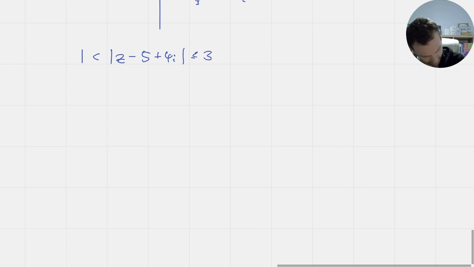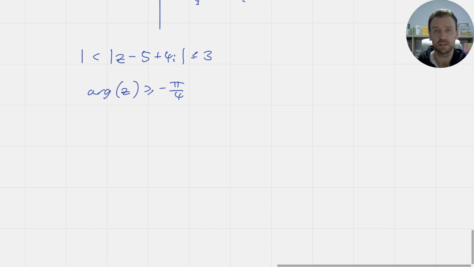And I also want us to have that the argument of z, I'm just going to go for z in this case, is greater than or equal to negative pi over 4. These are two things we want to deal with.